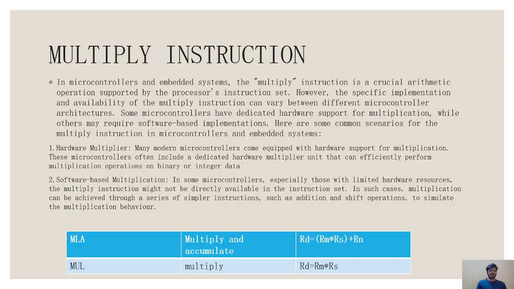Then we have software-based multiplication. In some microcontrollers, especially those with limited hardware resources, the multiply instruction might not be directly available in the instruction set. In such cases, multiplication can be achieved through a series of simpler instructions, such as addition and shift operations, to simulate the multiplication behavior. Now we have the operators MLA, which is multiply and accumulate. Then we have MUL, which is referred to as multiply.